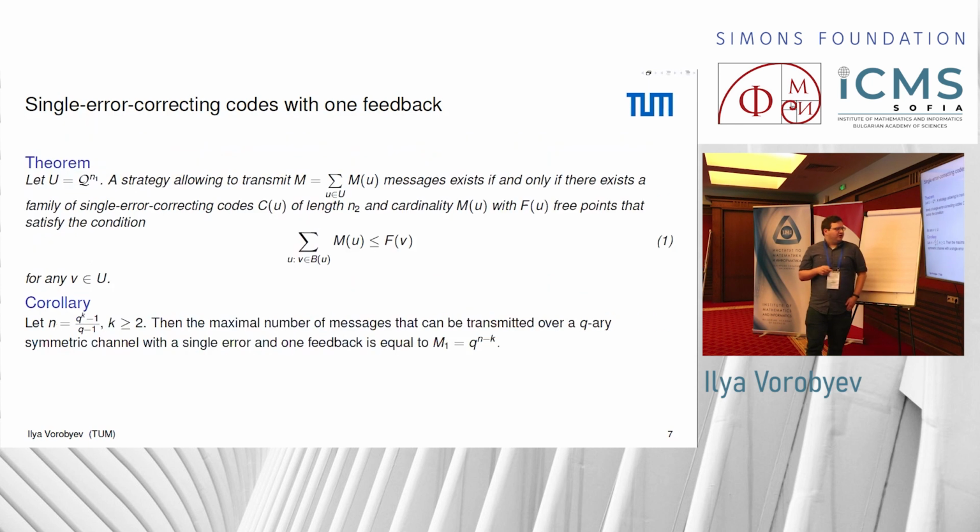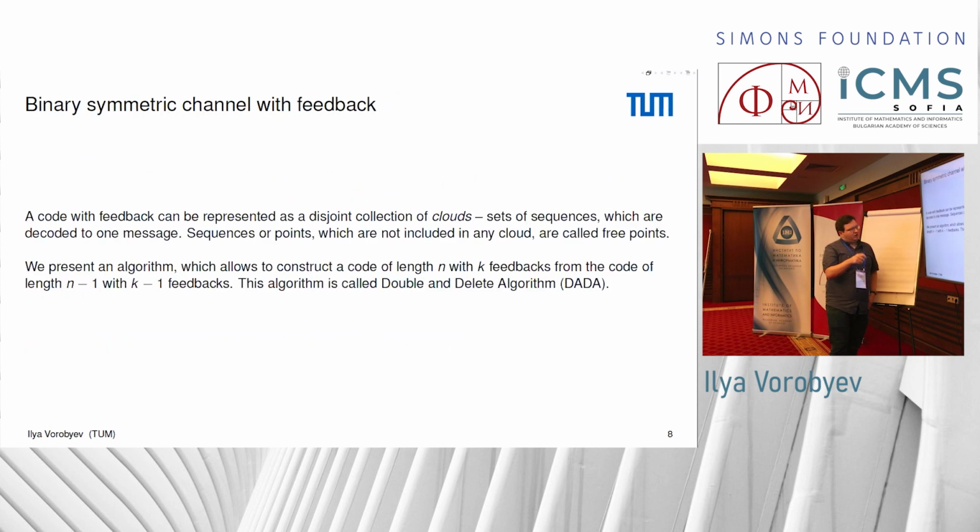Okay, and another corollary: we can take again arbitrary q. We can take length equals q to the k minus 1 divided by q minus 1. Then the number of messages which can be transmitted is equal to q to the n minus k. So it looks like the Hamming code, but again q is not a prime power here. Okay, so there is no proof.